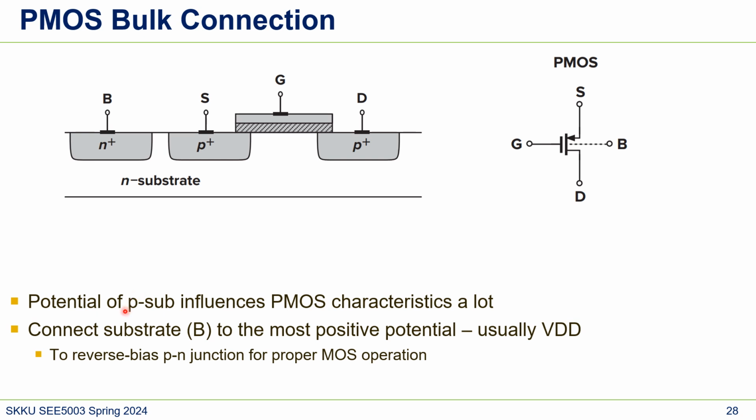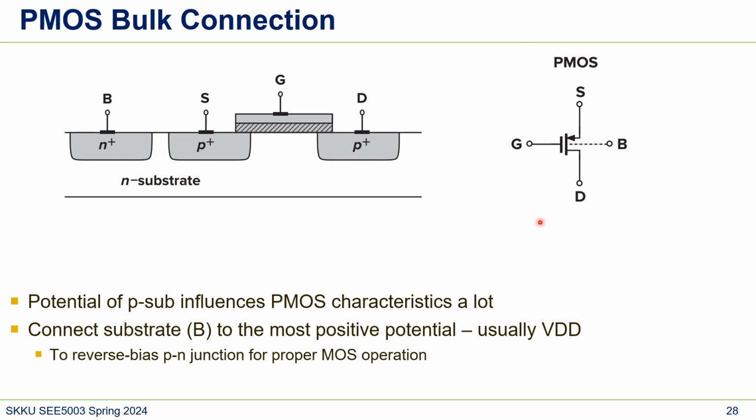So this is the same as NMOS. The potential of the N substrate influences PMOS characteristics a lot. So we connect the substrate to the most positive potential, usually VDD, the supply voltage, because we need to make a reverse bias at the P and N junction. Because P is here, if we want to make a reverse bias, we have to make the N side potential higher than the P side.